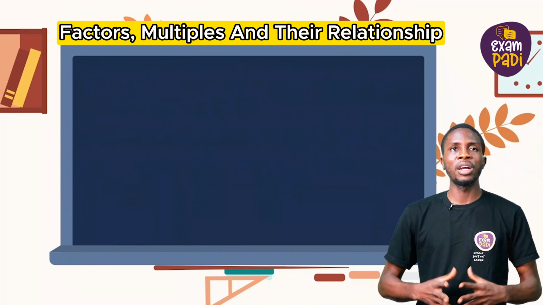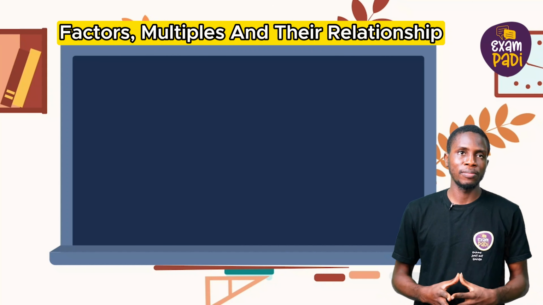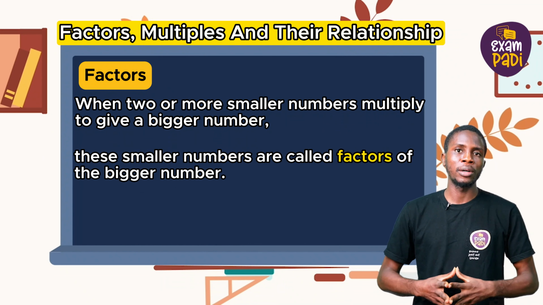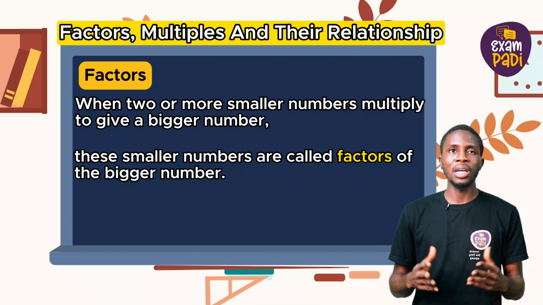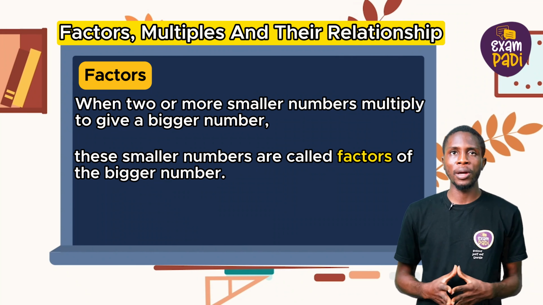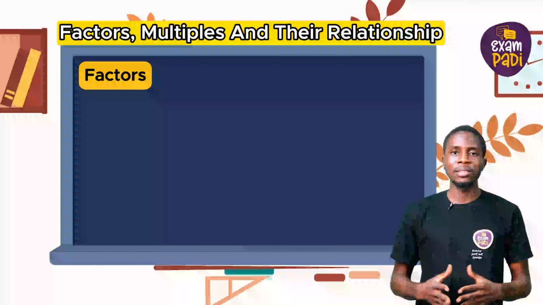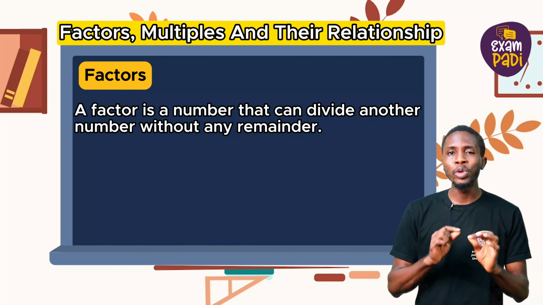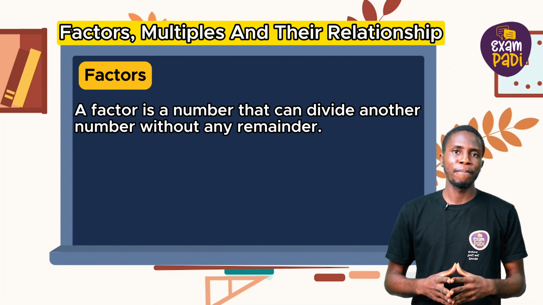What do you understand by factors and multiples? When two or more smaller numbers multiply to give a bigger number, these smaller numbers are called factors of the bigger number. In another sense, a factor is a number that can divide another number without any remainder.